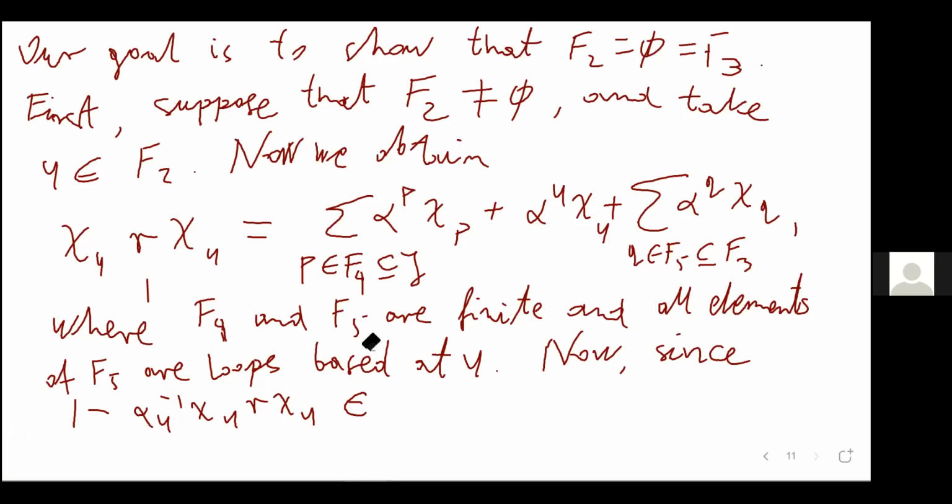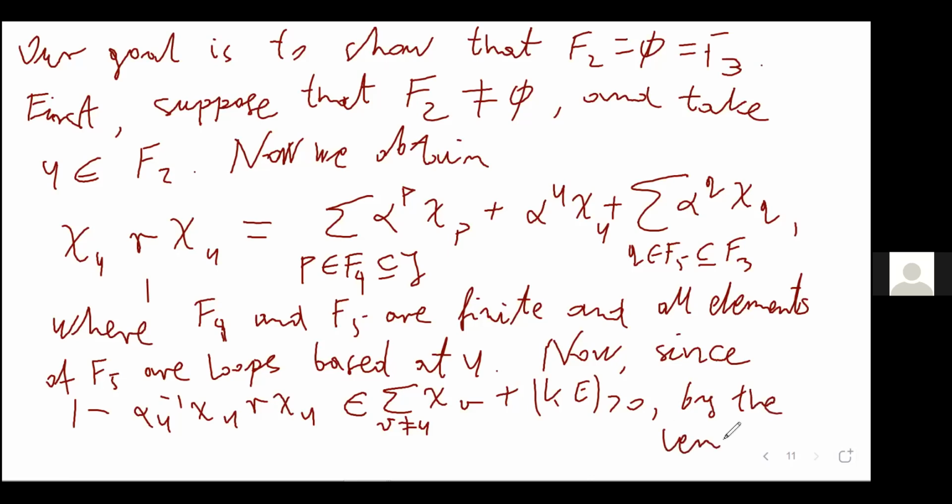Again, I have this spurious line. So I can write it as an element of the following set. I have a sum over all V not equal to U of chi V plus the arrow ideal. Okay. But now remember the lemma I proved at the beginning. Let me call it the lemma. And scroll back.